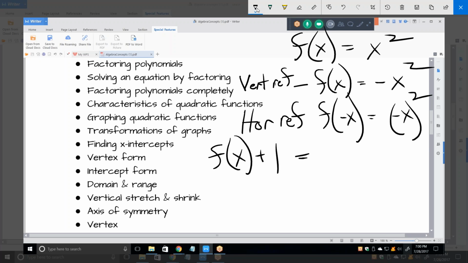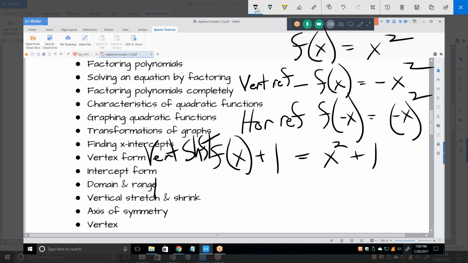What's f of x plus 1 equal to? Give me the function that is f of x plus 1. X squared plus 1. That is a vertical shift. And notice that the plus 1 is outside the function, right? It's not inside the f of x. It's outside of it, and therefore, it's a vertical transformation.